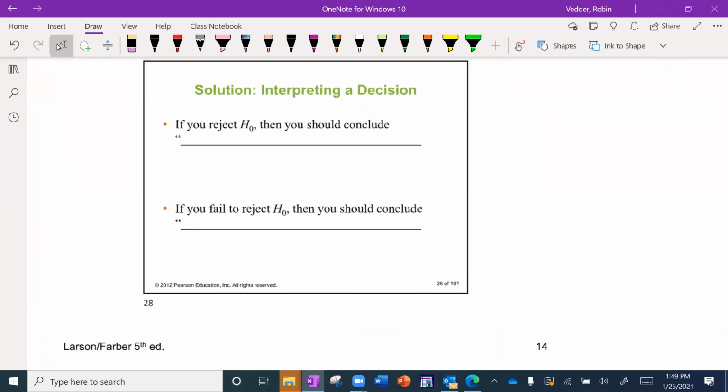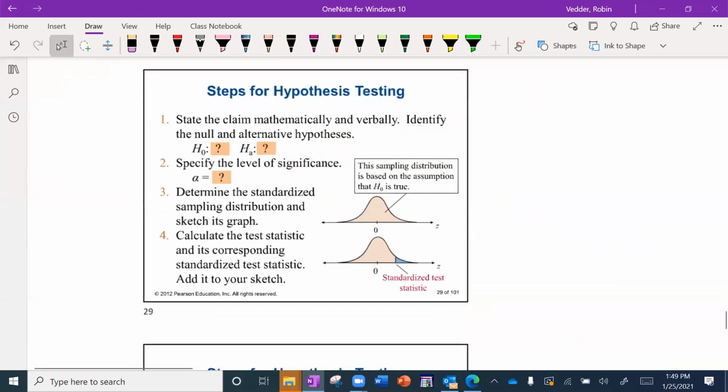Okay, we already did that. That's the statement that we wrote. So go on to slide number 29. Okay, so the steps of hypothesis testing, we started talking about them, but let's finish. Step 1, state the null and the alternative. Step 2, specify the level of significance. Alpha equals either 0.1, 0.05, or 0.01. And generally, they'll tell you in the problem. Step 3, determine the standardized sampling distribution and sketch its graph.